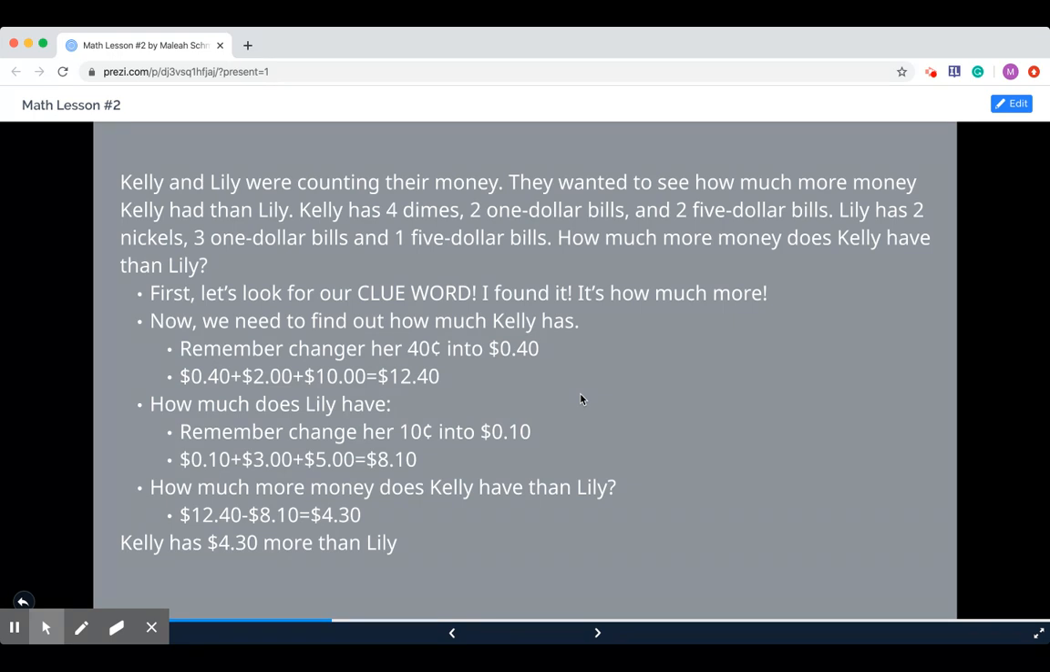So let's find out how much money Lily has. Lily's 2 nickels, we're going to turn that into 10 cents, and we have to make sure we write it with the dollar sign. We're going to write it like this. So we're going to take her 10 cents plus her $3 plus $5 equals $8.10. So now we need to figure out how much more money Kelly has than Lily. We're going to take Kelly's $12.40 minus Lily's $8.10, which equals $4.30. Kelly has $4.30 more than Lily.